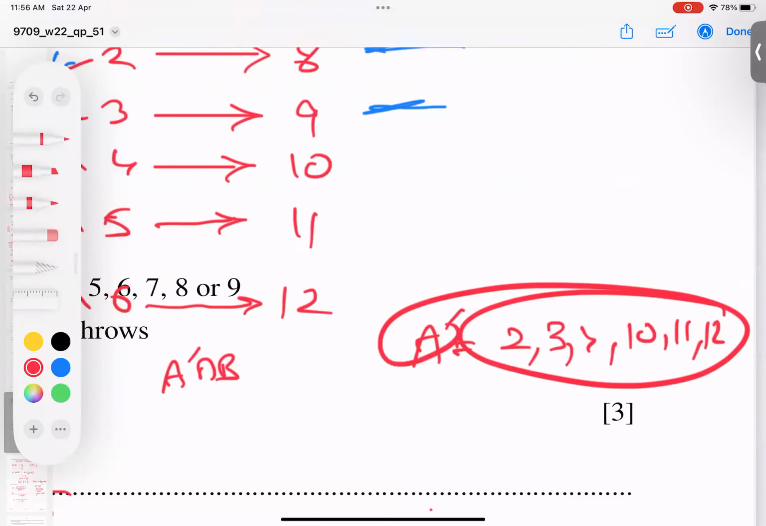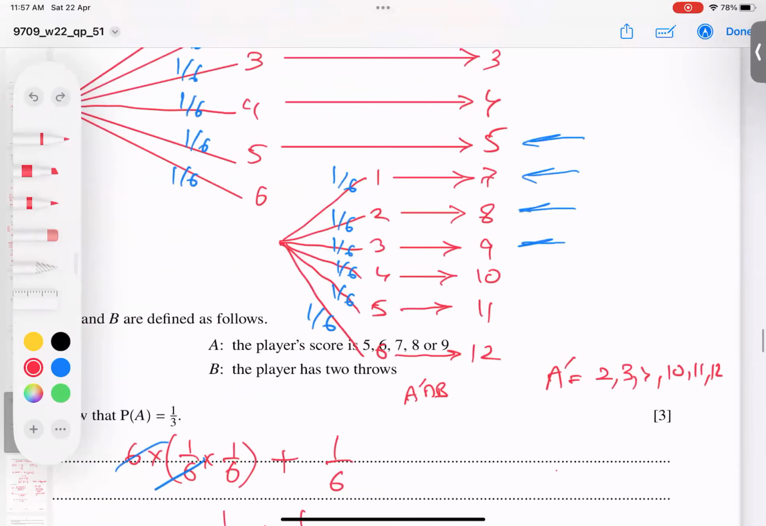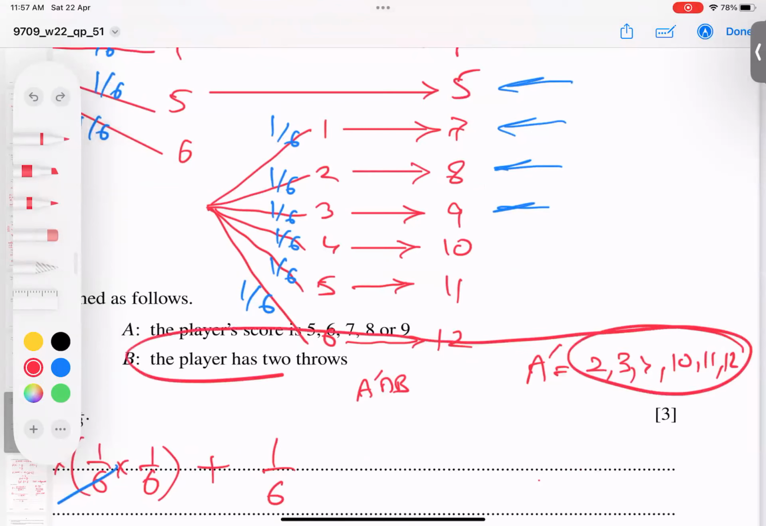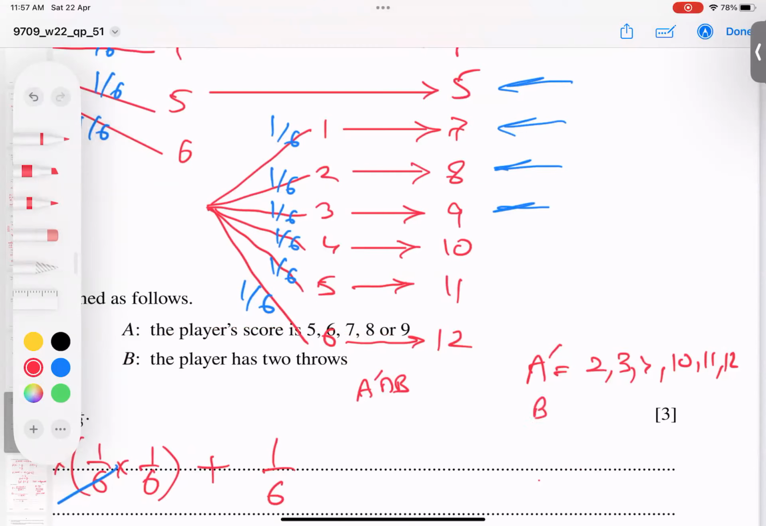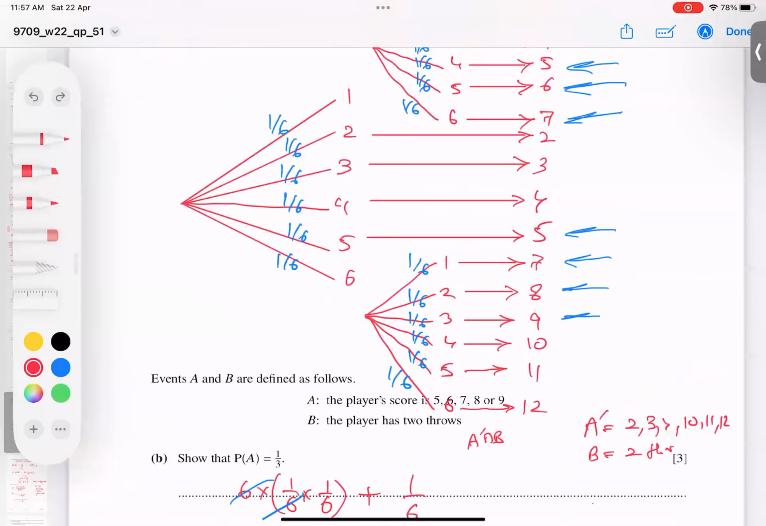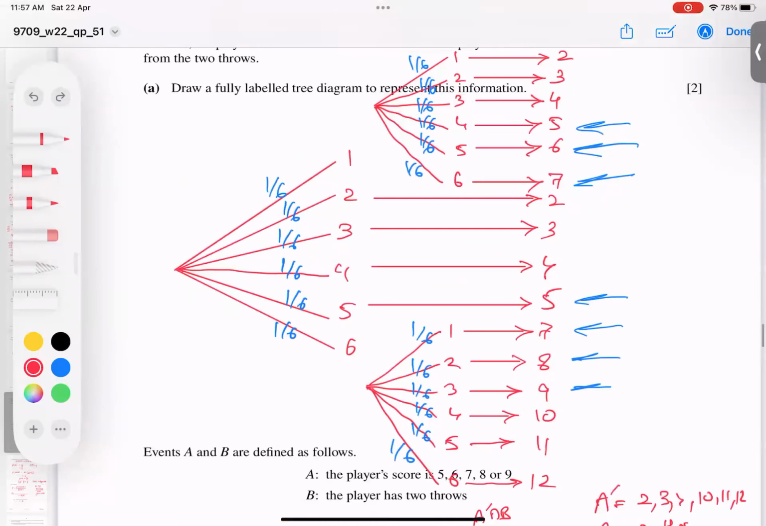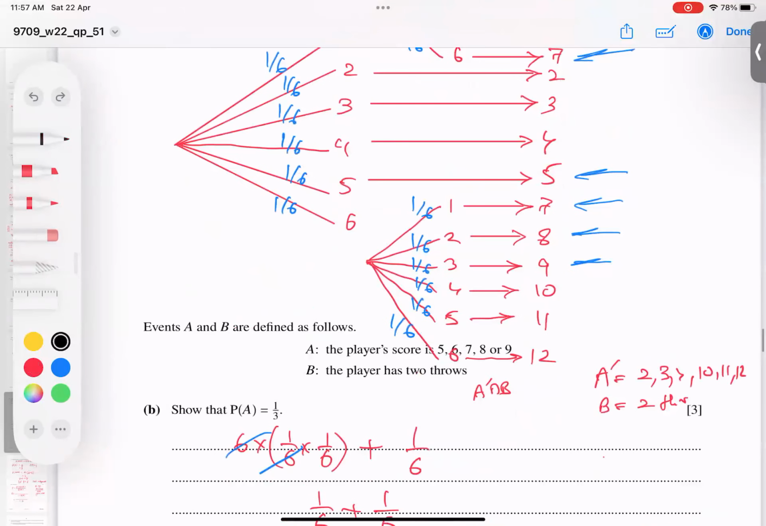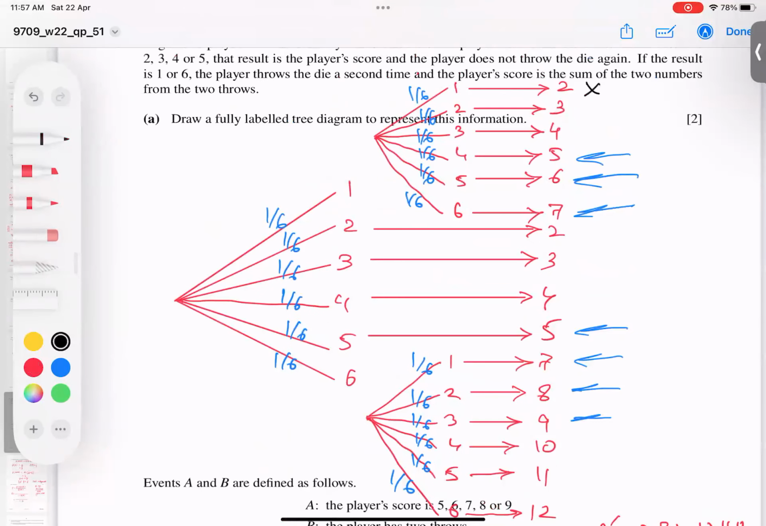This is called A complement score, because A is 5, 6, 7, 8, 9. And now we're looking for these numbers, and B is called 2 throws. So we need these answers, but with the 2 throws. Okay, so 2, 3, 4, 10, 11, 12. Let's see how many branches. So let's count. I put a black cross, 2. But he said 2 throws. I put a cross, correct. I need this. I need this.